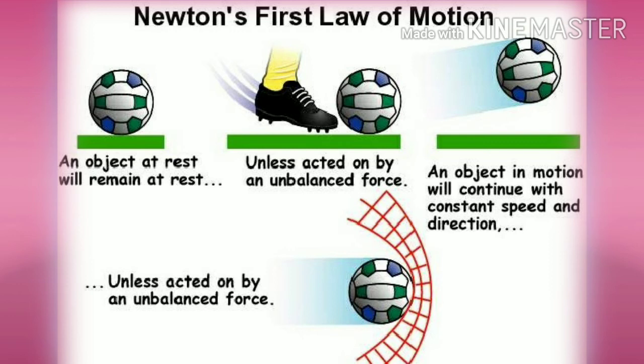Next, an object in motion will continue with a constant speed, and it changes direction whenever we apply a force. In the last picture, unless acted on by an unbalanced force, the object cannot change its motion.